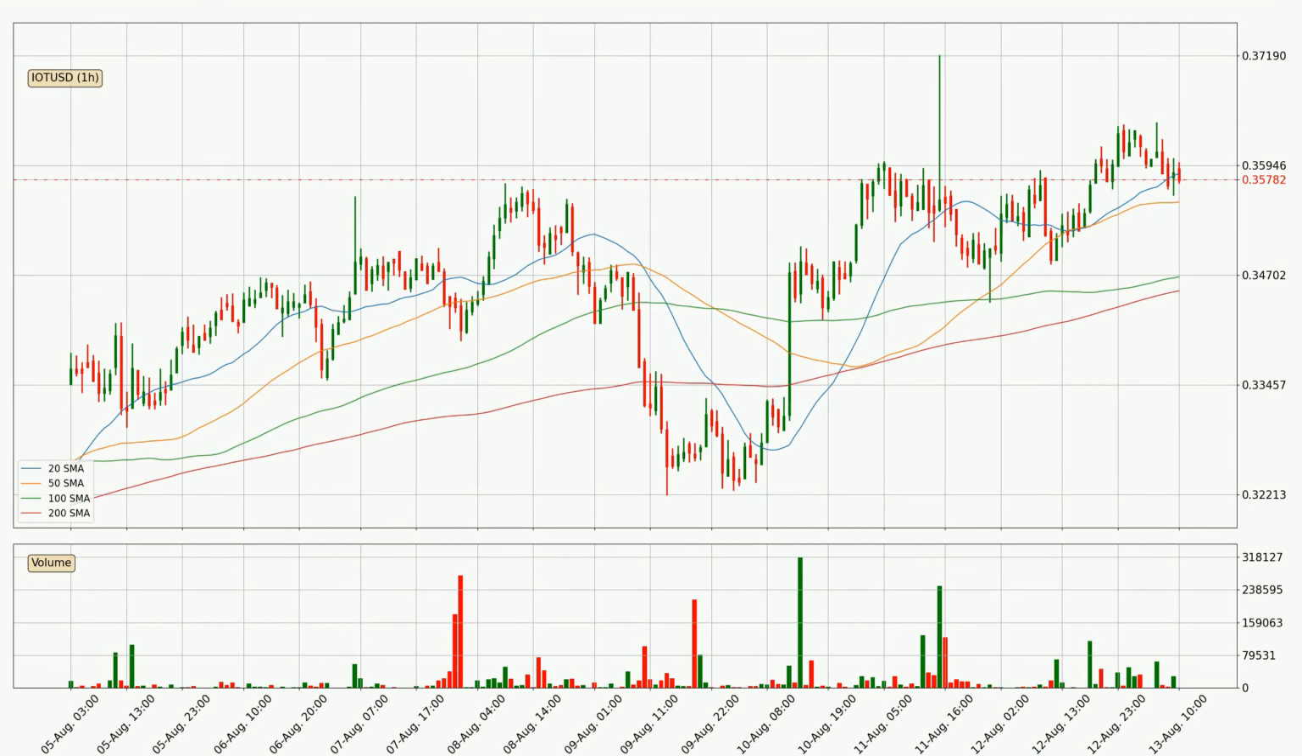Jumping to the hourly simple moving averages, the current price is between the 50 and the 20 SMA. If the price bounces off the 50 SMA, which is currently at 35.5 cents, it could be seen as a support, and the 20 SMA that is at 35.9 cents could be seen as a resistance to the upside. Breaking either way signals a possible further move in the corresponding direction.